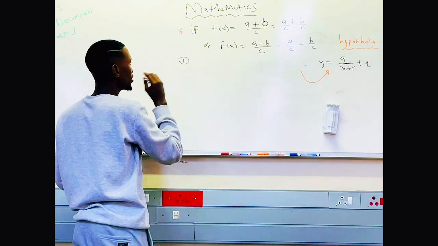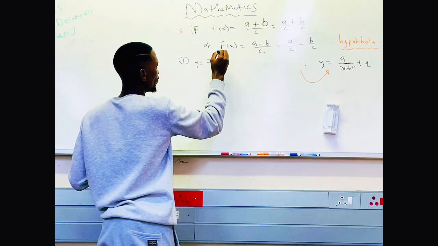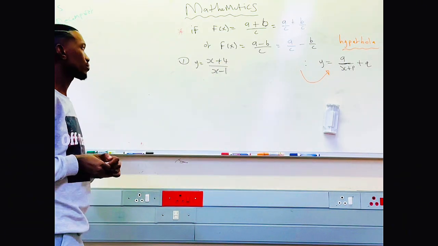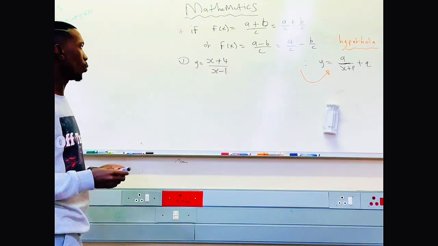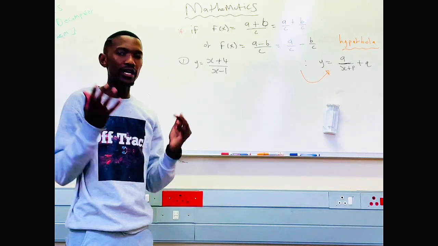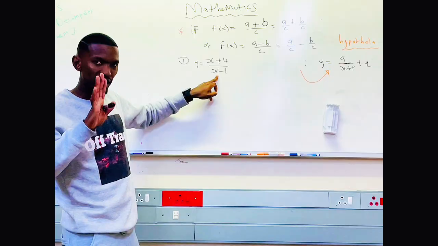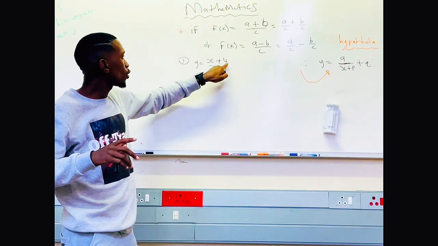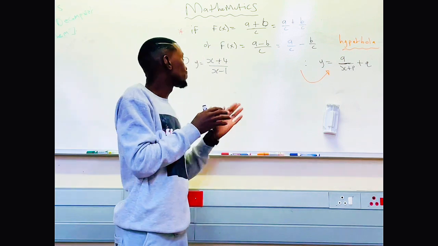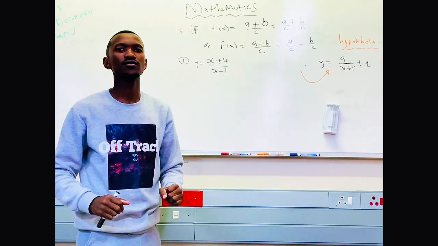What if we have y equals x plus 4 over x minus 1? What if we have something like this? We need to change this into this form. And how can we do that? Okay, same thing. Remember, don't change this. What you must do is make sure that one of the constants you're going to break here, your constant is 4 obviously, has to be minus 1.